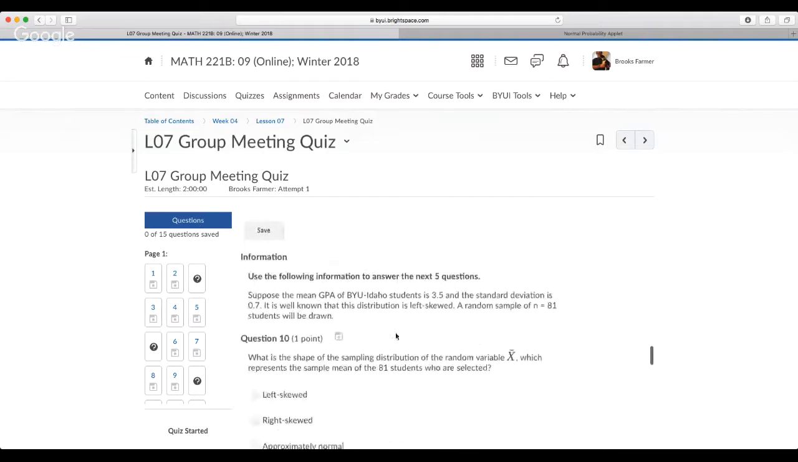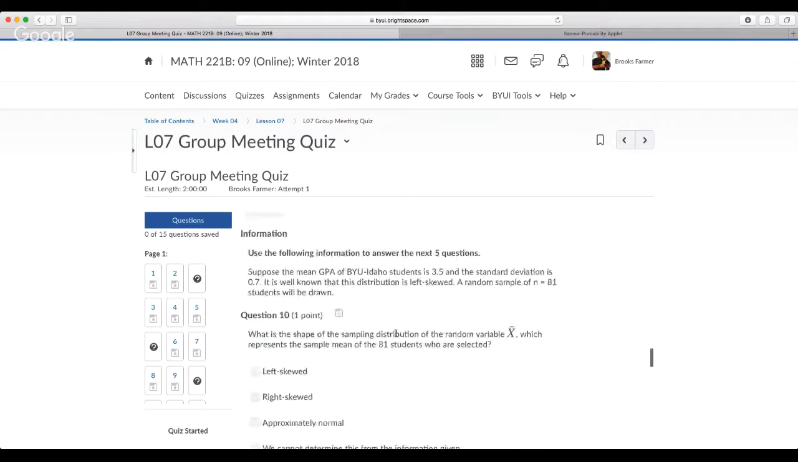Yep. All right. I'll read this one. Suppose the mean GPA of BYU Idaho students is 3.5 and the standard deviation is 0.7. It's well known this distribution is left skewed. A random sample of n equals 81 students will be drawn.